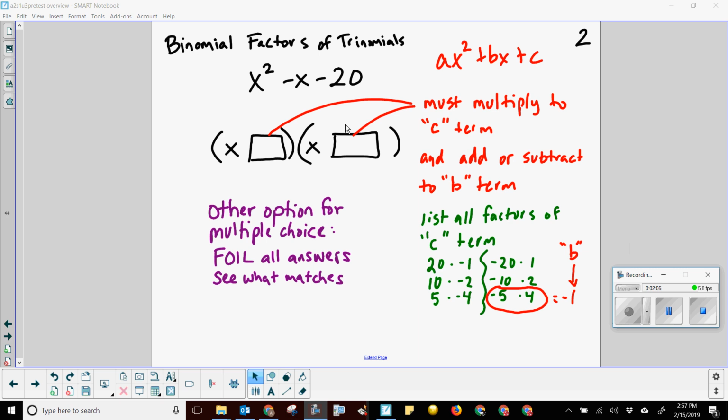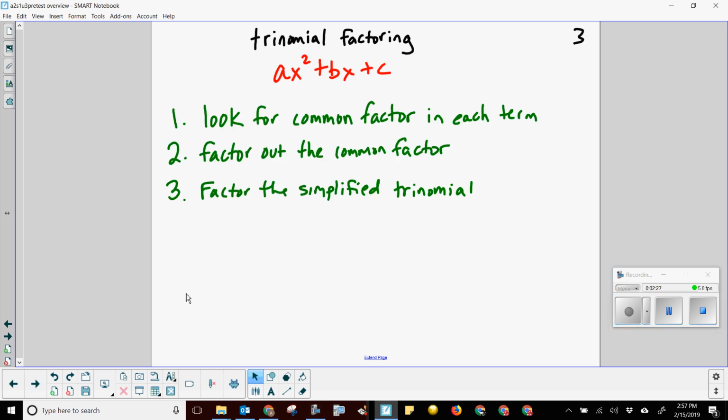But the two numbers sitting here and here, they need to multiply to this C term here and then add or subtract to the B term. So if you list all the factors of the C term, that's usually the best place to start. And then once you find out which one gives you the B term when you combine them, that's concept number 2.